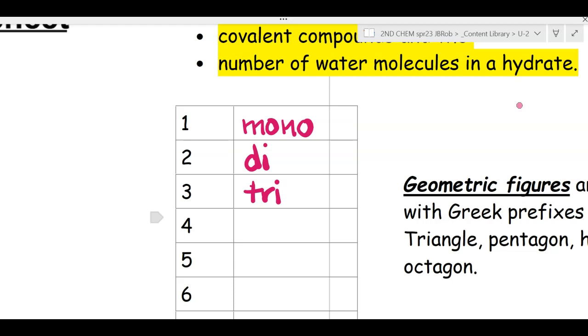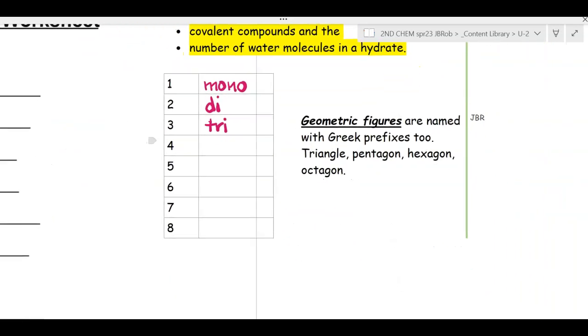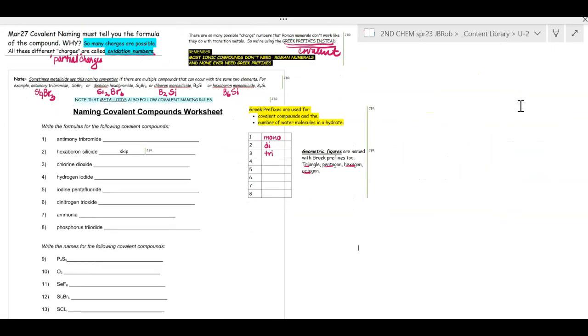4 is, let's go look. And let's talk too about geometric figures, which are named with Greek prefixes as well, like triangle, 3 sides, pentagon, 5 sides, hexagon, 6 sides, octagon, 8 sides. All right, so Greek prefixes.